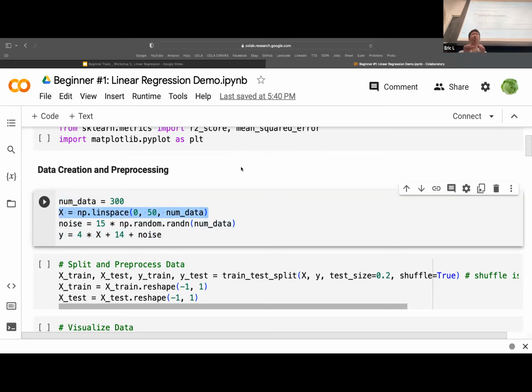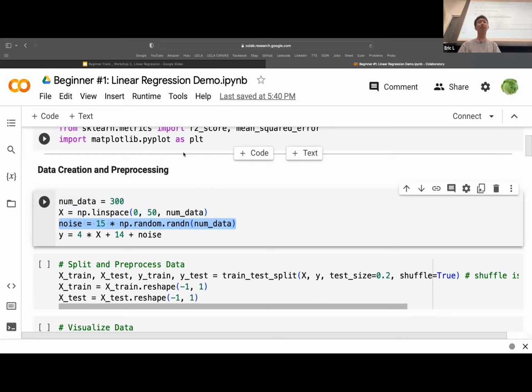We're stating that the linspace we're working with here is between x0 to x50, and we're going to be working with num data, so like 300 data points right here. And then we're going to be adding an element of noise to our data, so just an element of randomness. So we create a couple random values with this line of code, not that complicated.